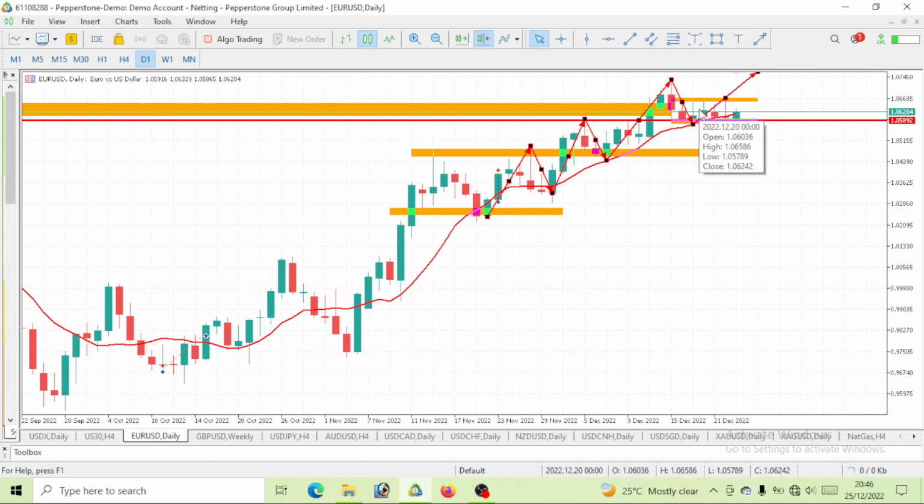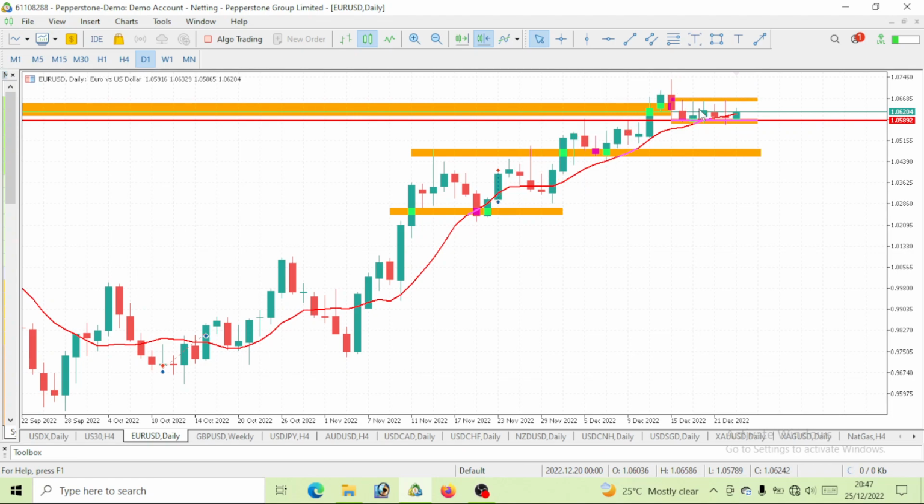A pullback has been made. We are now expecting that impulse move that will be made on Euro USD to continue its bullish move. You can see that this price is above the 10 period moving average. So you are aiming for this price to go bullish. That is what we'll be expecting. Euro USD should give us a bullish move.